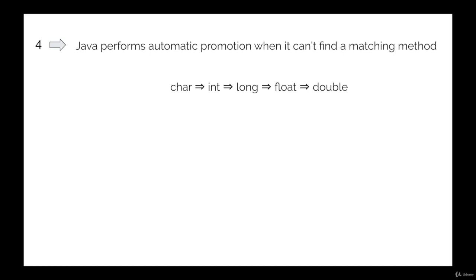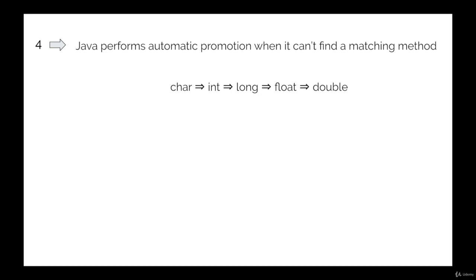So for example, if you pass a character and there's no perfect match, but there is a match for long, the compiler will convert this char to int and then check for the match. But if it doesn't find a match for integer either, then it will convert to long. Now, if long is where it finds the match, the compiler will execute this particular method with long as the parameter. Let me show this to you to make it clearer with the help of an example.